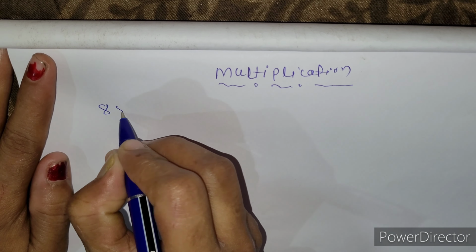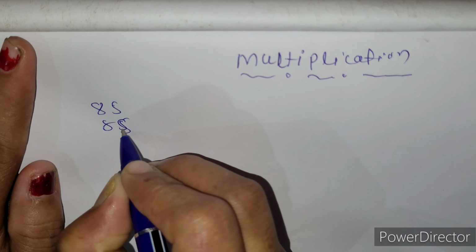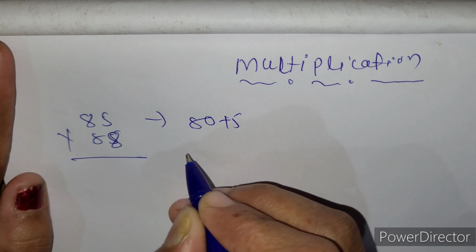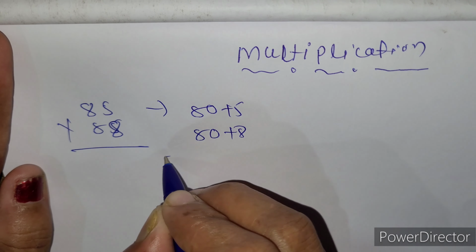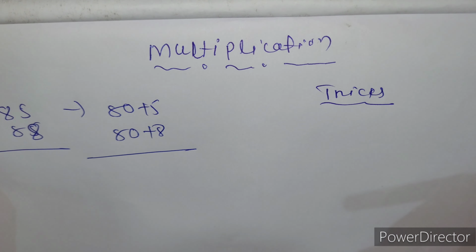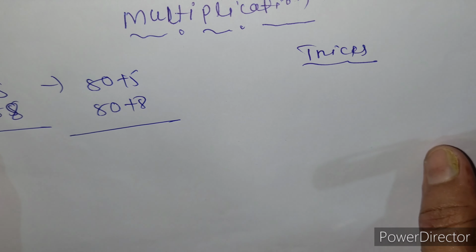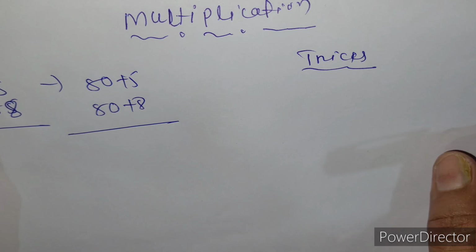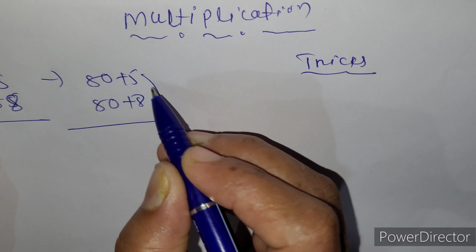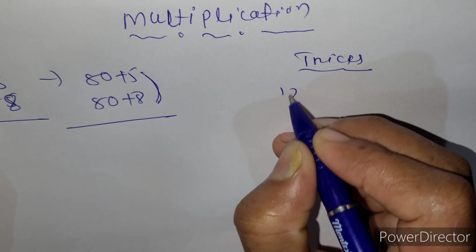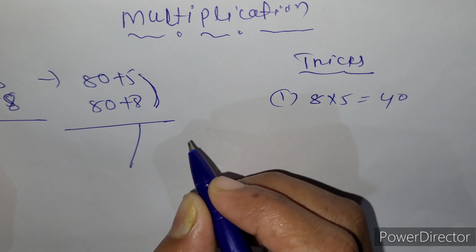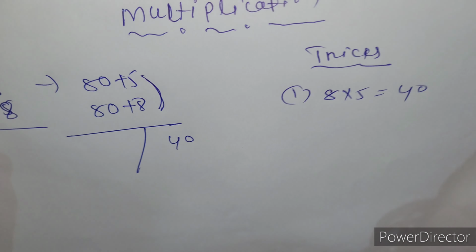First, 85 into 88. That is 80 plus 5, and 80 plus 8. Trick one: first multiply the two digits present in the ones place. The ones place numbers are 8 and 5. Multiply 8 into 5, which is 40. Write 40 in this place.